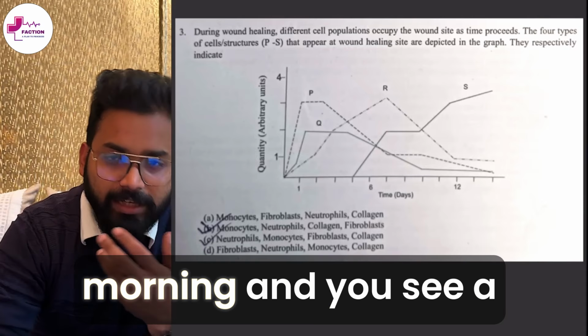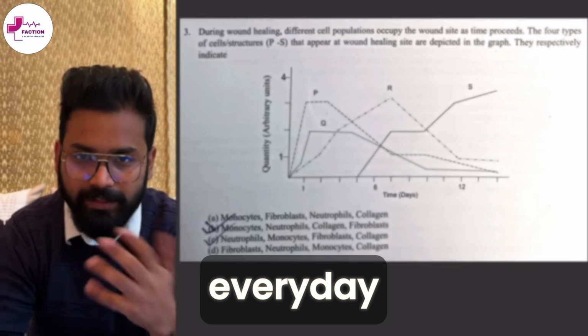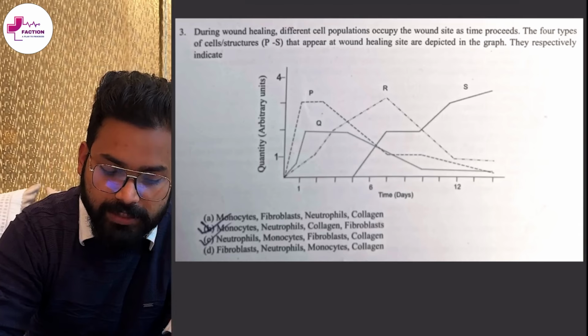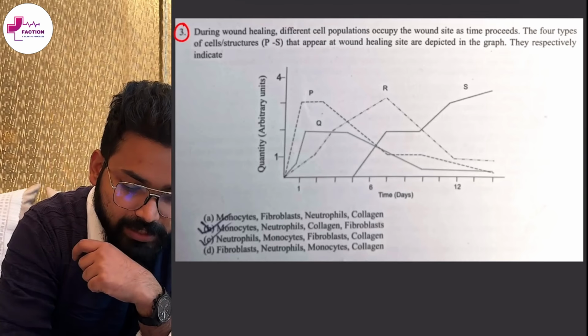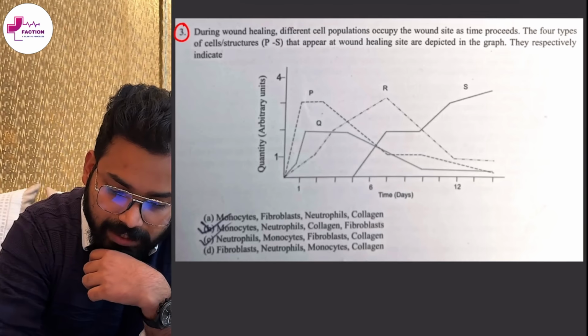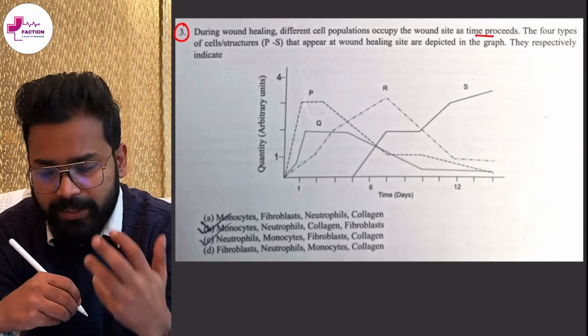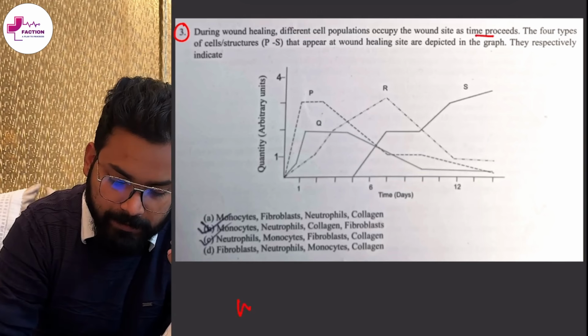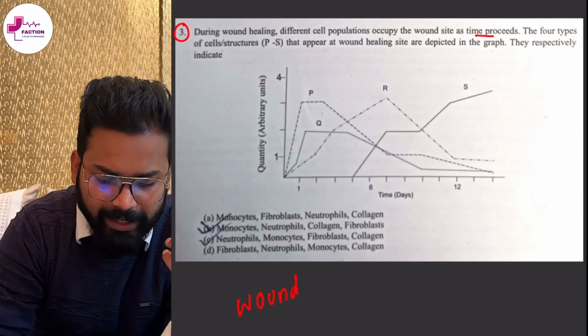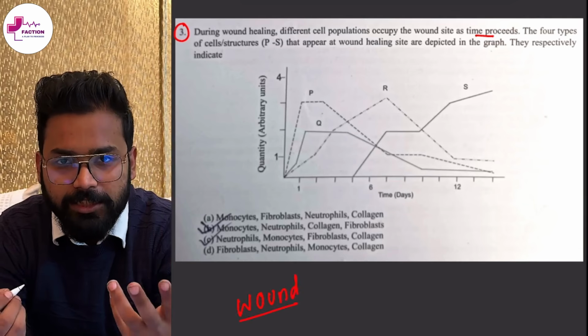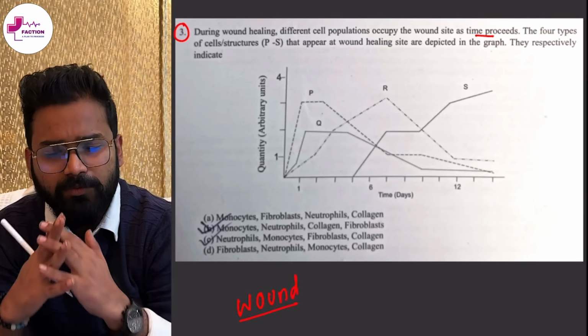You wake up every morning and you see a new question of NSEB every day. So the question says, this is the question number 3. The question says, during wound healing, different cell populations occupy the wound site as time proceeds. It means that when a wound happens, whatever might be the reason, it might be due to some surgical incision, it might be due to some accident or whatsoever reason.